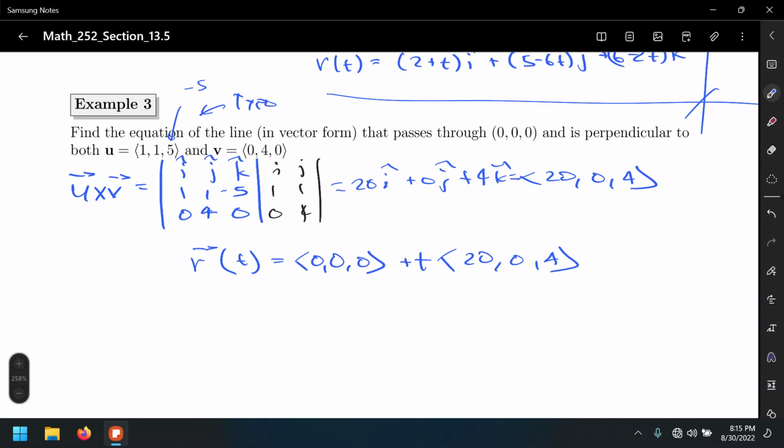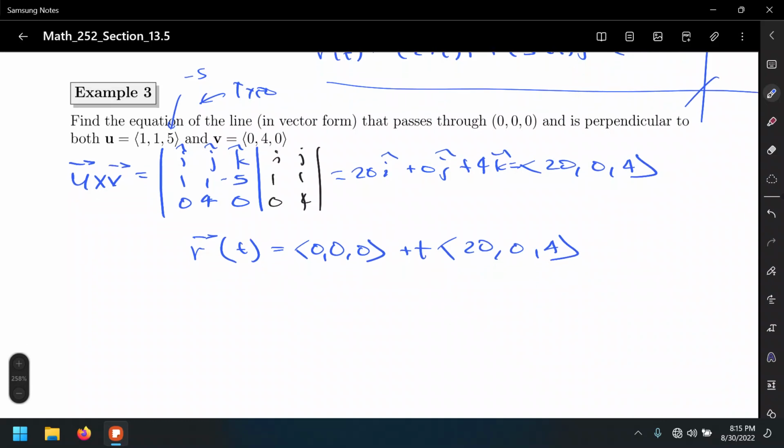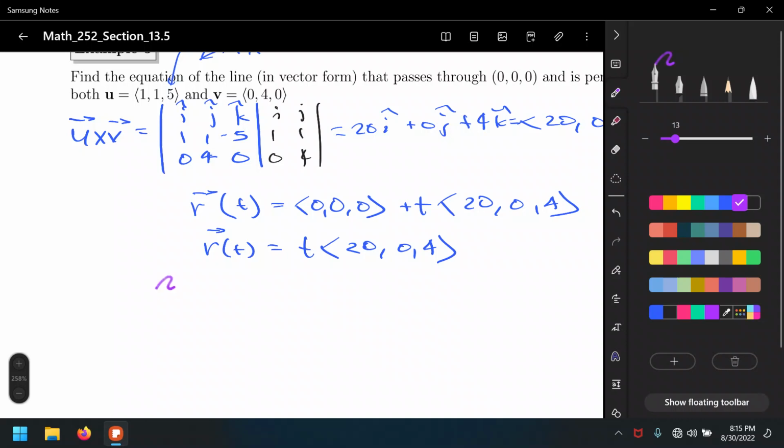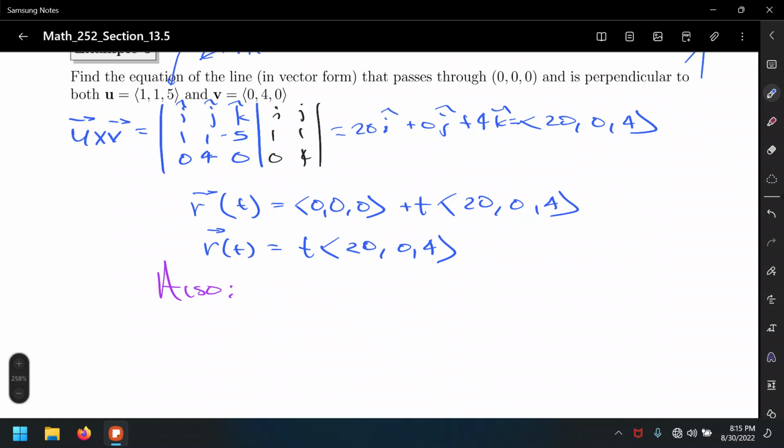This is the final answer, this vector right here, that's fine. However, because of this 0 vector that represents the initial point, we cannot write that vector because it's all 0. Or if we put together 20 plus 0, that's just 0, t, 20, 0, and 4. Another way to write this, do you notice anything about the components of that vector?